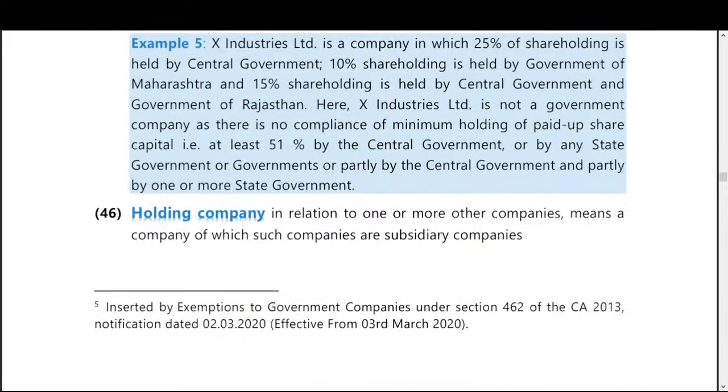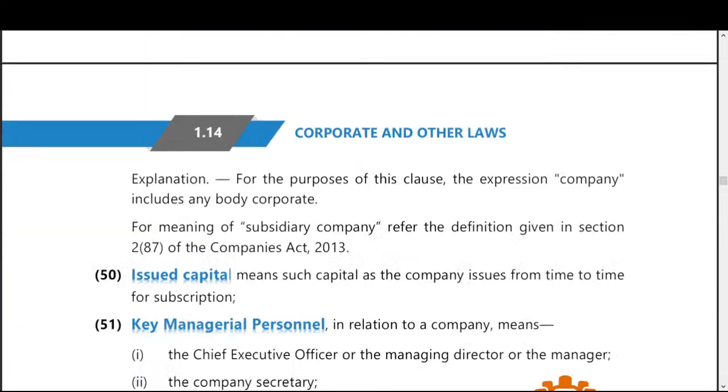Alright. Holding company, in relation to one or more other companies, means a company of which such companies are subsidiary companies.